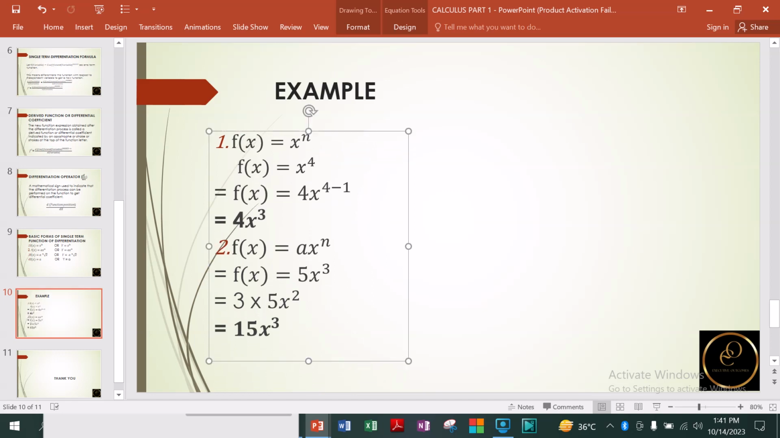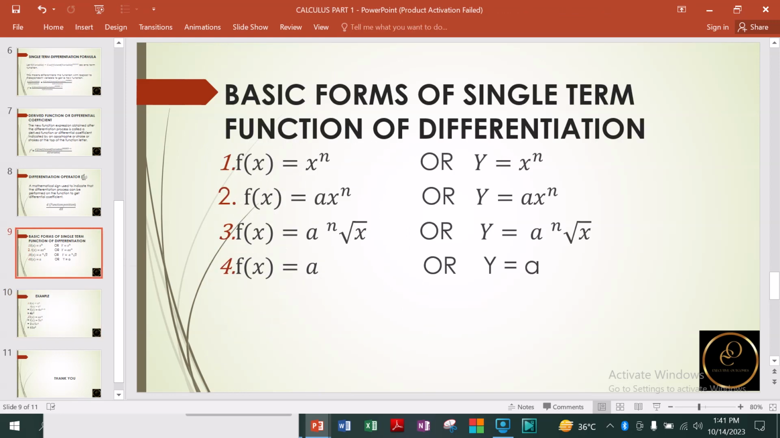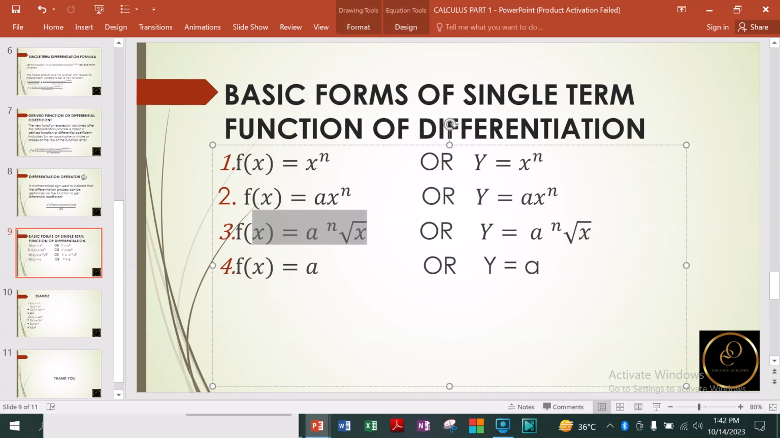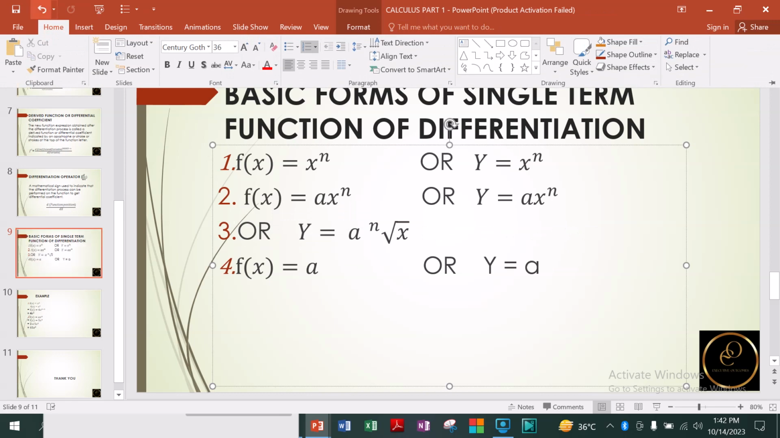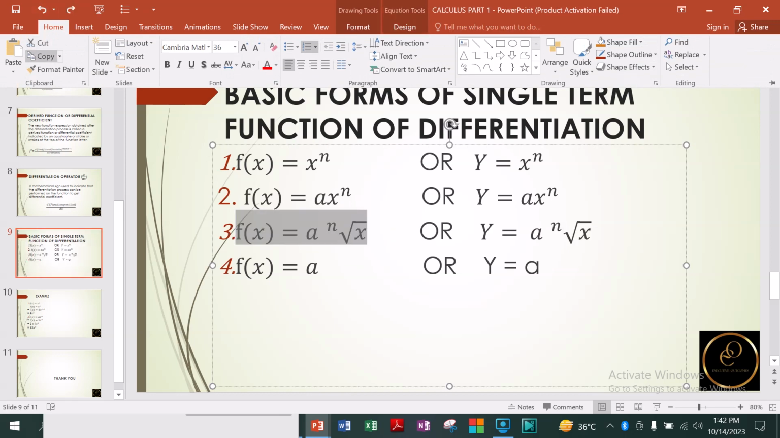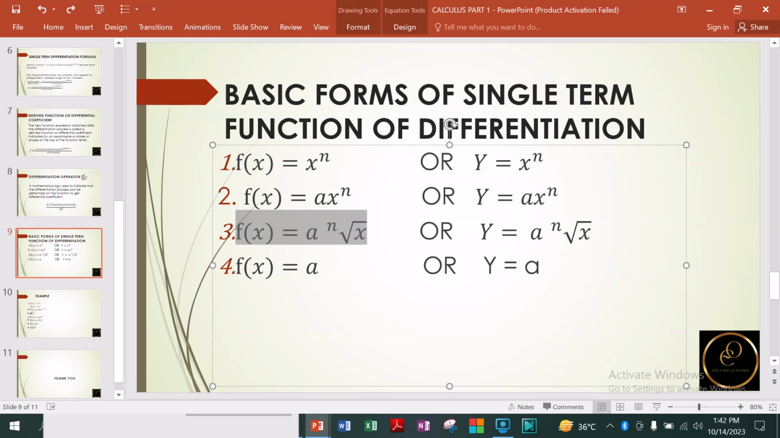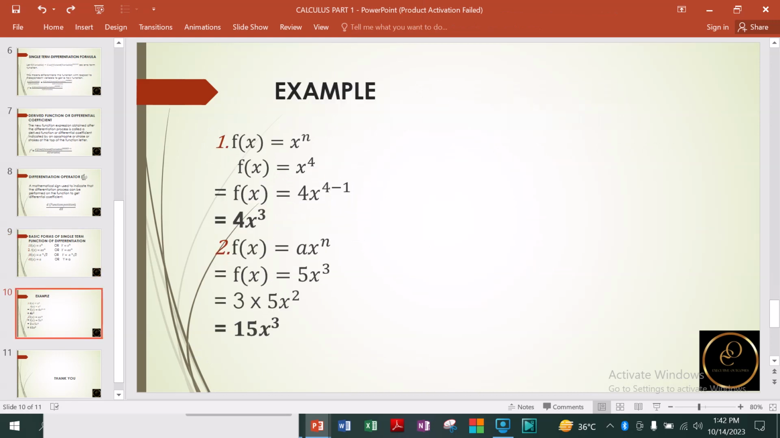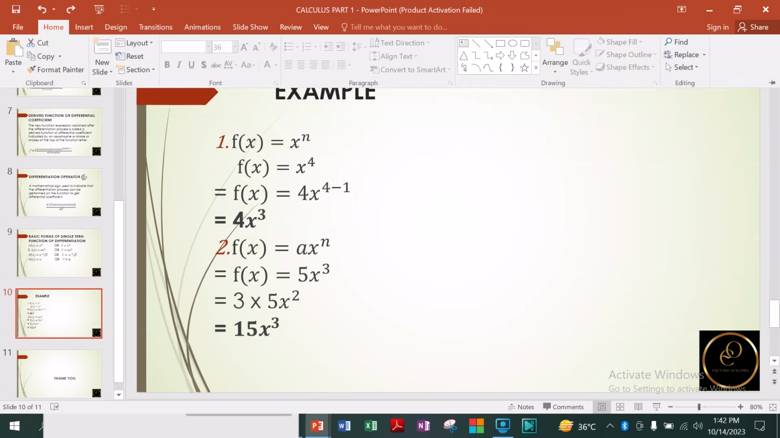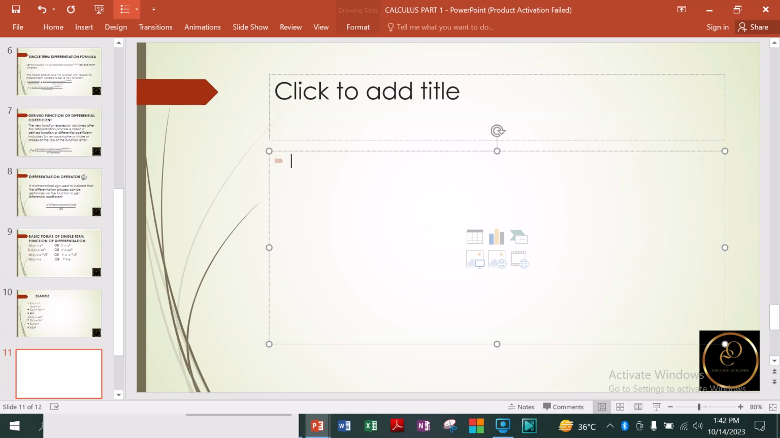Okay, so let's look at the other two. We pick it up from here. Suppose we have this type of function. How do we deal with it? So again, let me just insert a slide so that we can start. That is number 3.